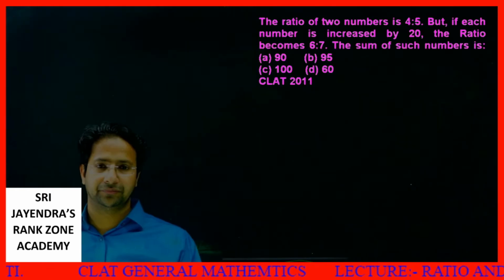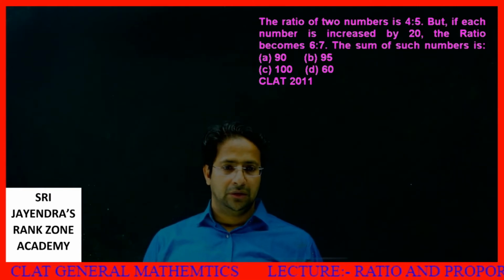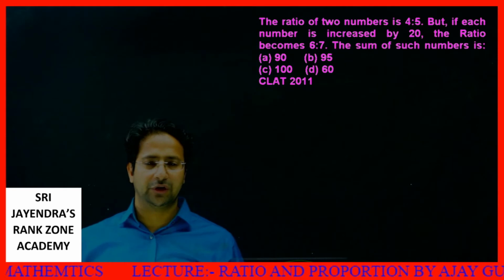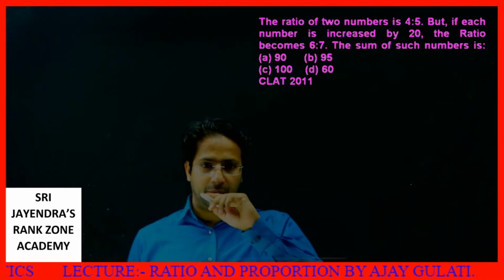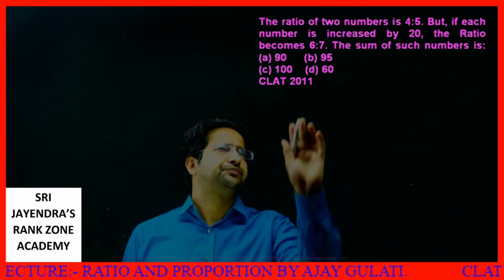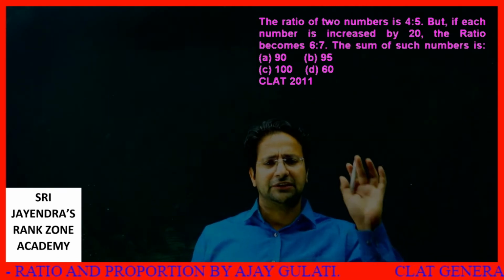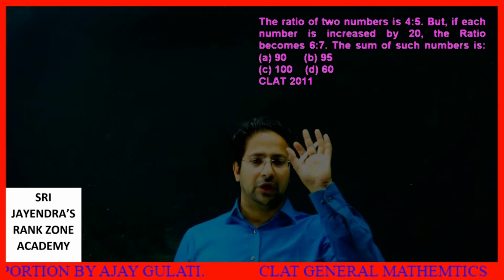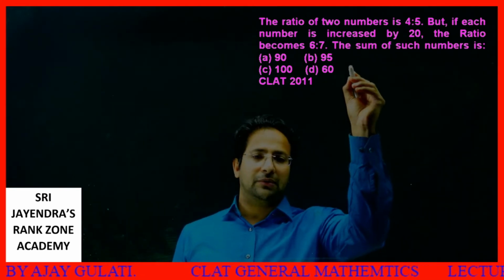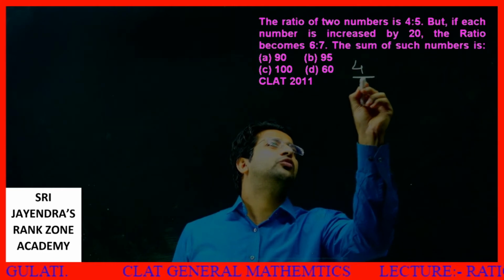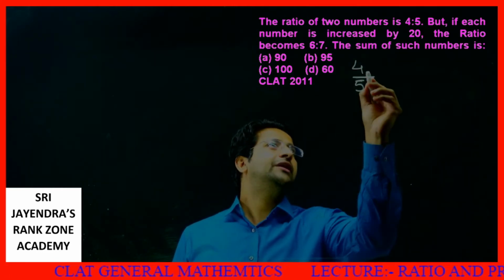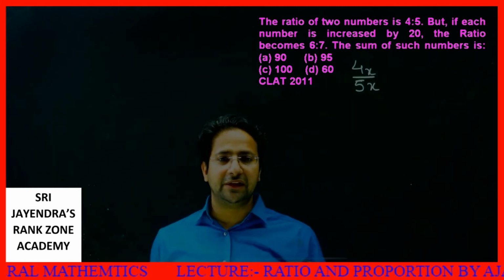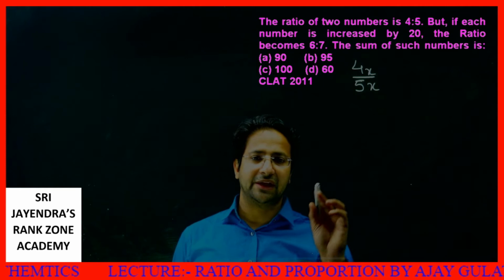Next question now. The next question is, the ratio of two numbers is 4:5, but if each number is increased by 20, the ratio becomes 6:7. The sum of such numbers is, we have to find the sum of the numbers. I will tell you a very easy method. First of all, the detailed method. Let's say the two numbers, their ratio is 4:5. Or I say 4x, 5x. These are the two numbers. But if each number is increased by 20, the ratio becomes 6:7.